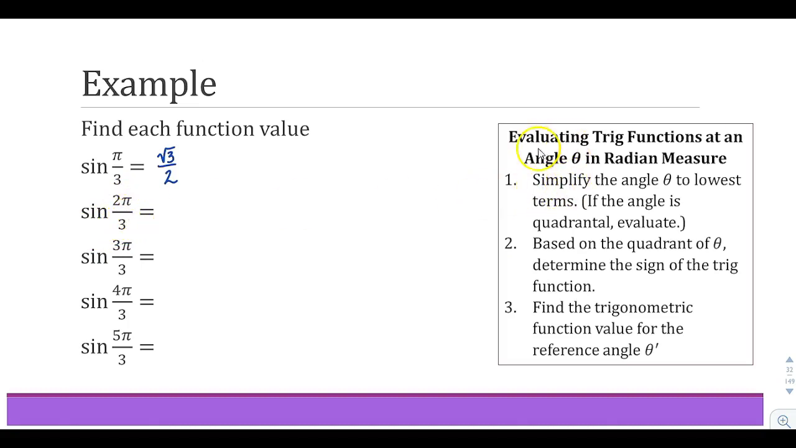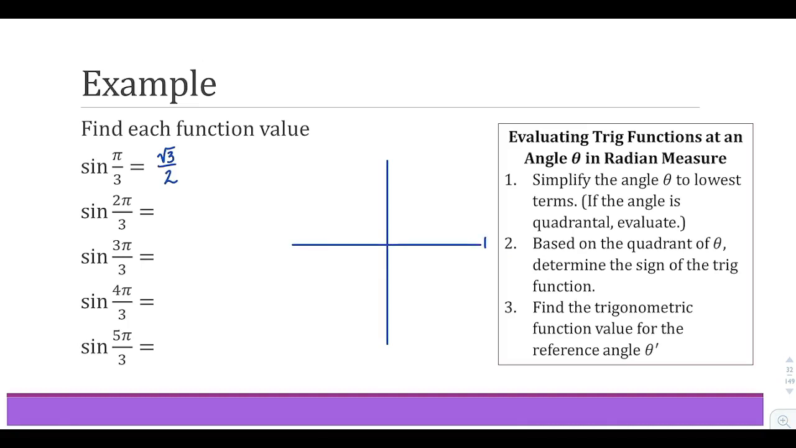And we have these steps over here for evaluating trig functions at an angle theta in radian measure. So the first step is to simplify the angle theta to lowest terms. So 2 pi over 3 is in lowest terms, so we'll skip to step 2. Based on the quadrant of theta, determine the sign of the trig function. So we'll go ahead and sketch where this angle is at, but the ideal situation would be that you know where the angle 2 pi over 3 is at without having to sketch it.